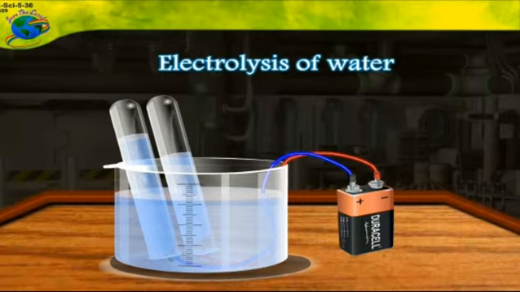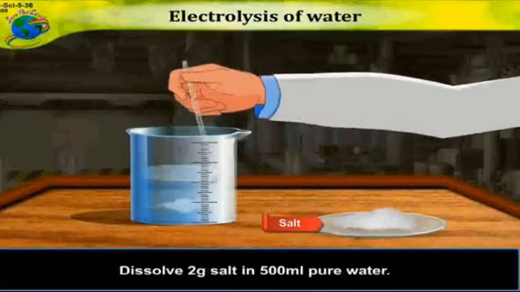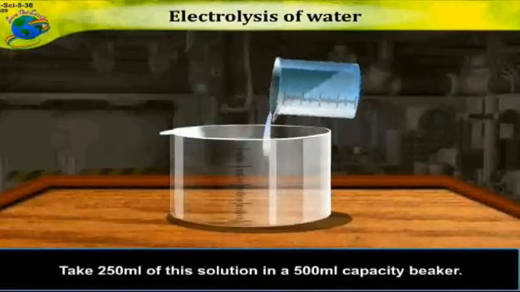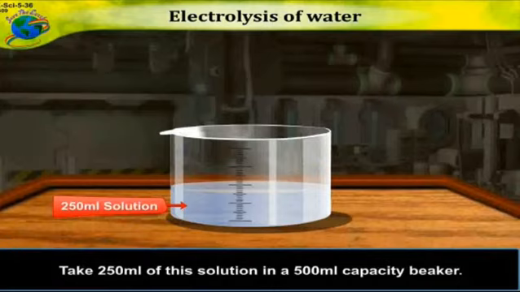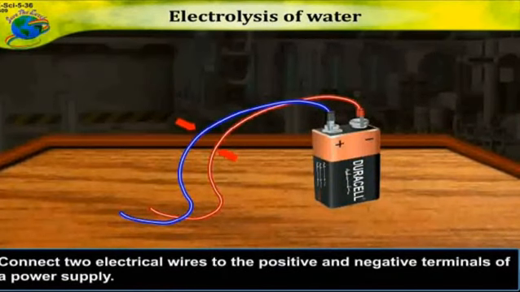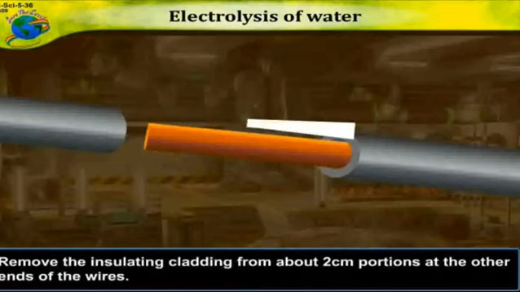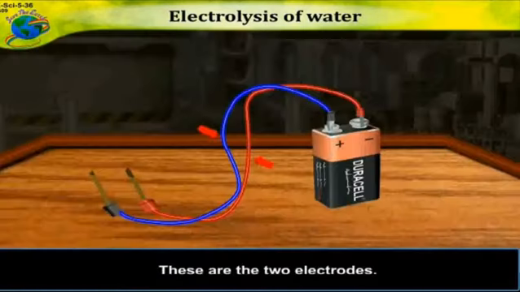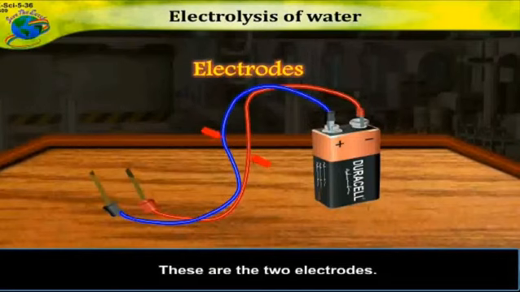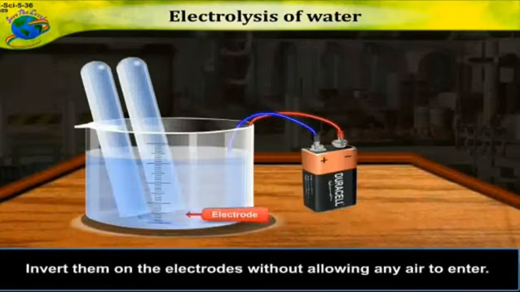Electrolysis of water. Try this activity. Dissolve 2 gram salt in 500 milliliters pure water. Take 250 milliliters of this solution in a 500 milliliters capacity beaker. Connect 2 electrical wires to the positive and negative terminals of a power supply. Remove the insulating cladding from about 2 cm portions at the other ends of the wires. These are the 2 electrodes. Fill 2 test tubes up to the brim with the prepared dilute salt solution. Invert them on the electrodes without allowing any air to enter.